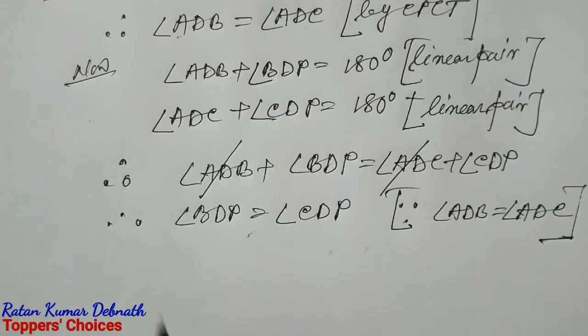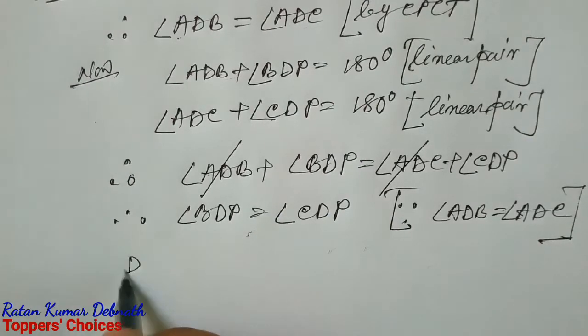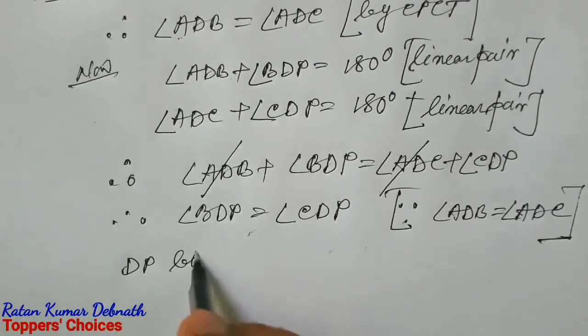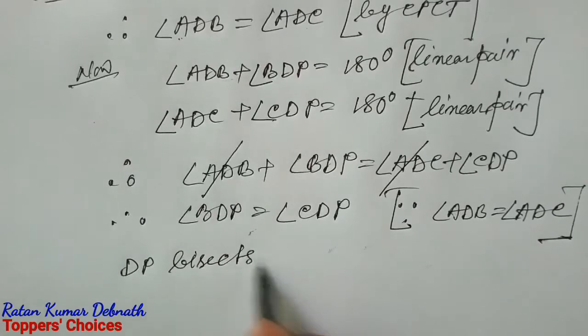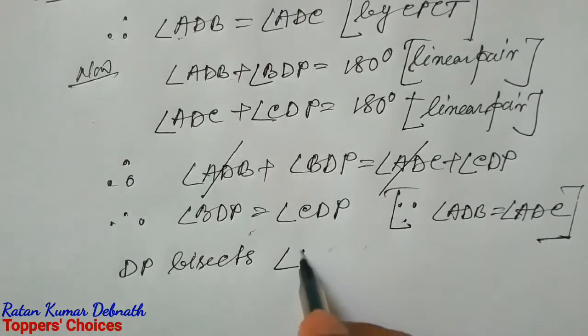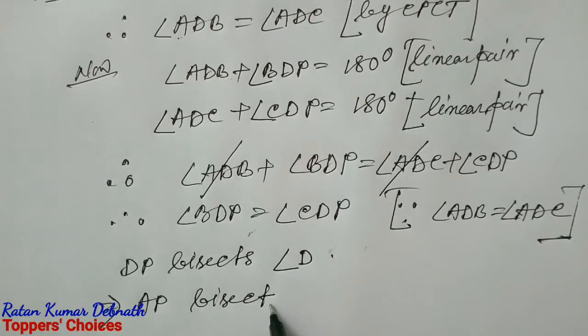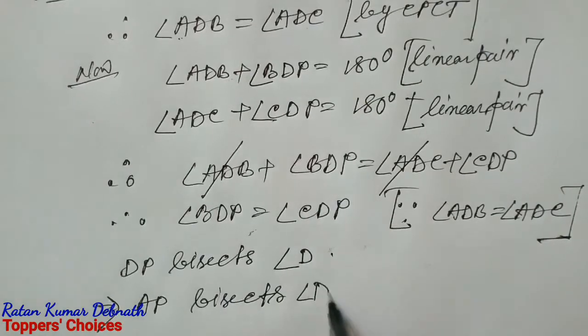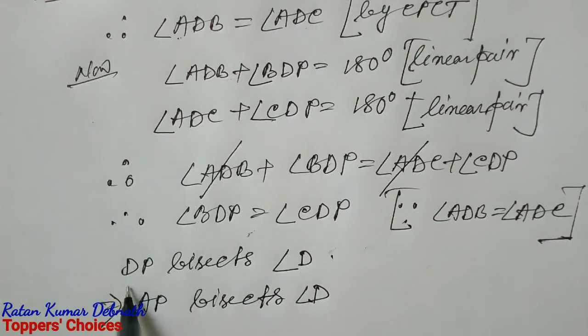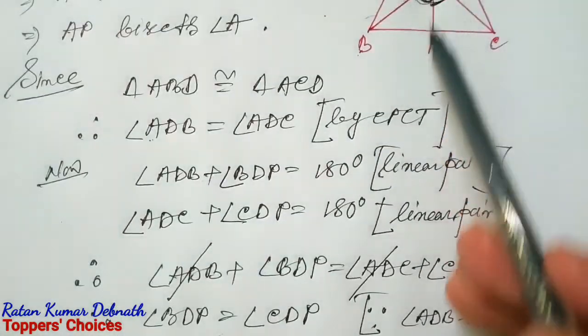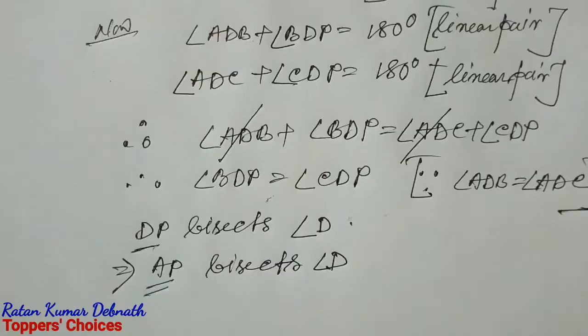Therefore, we can say DP bisects angle D, which implies AP bisects angle D because DP and AP are the same straight line. So we proved third part of question number 1.